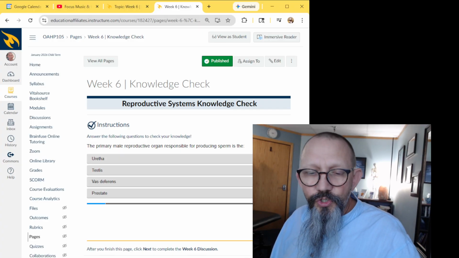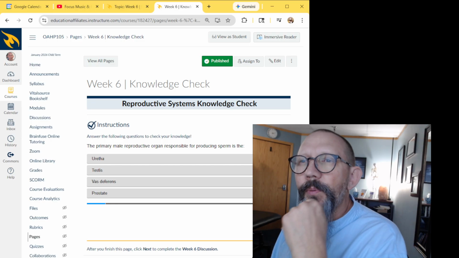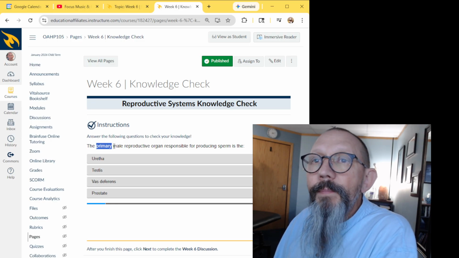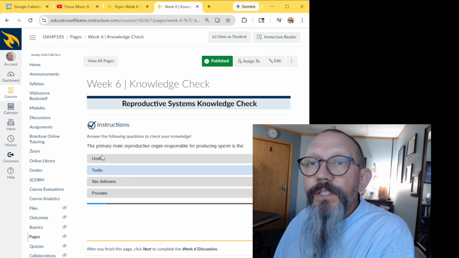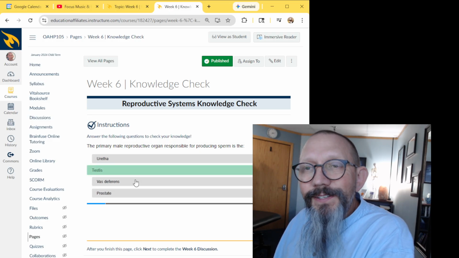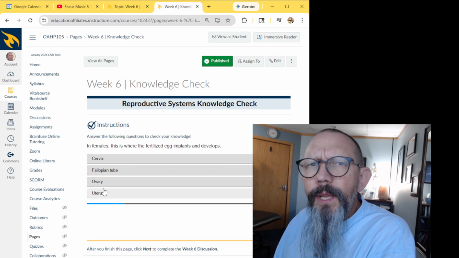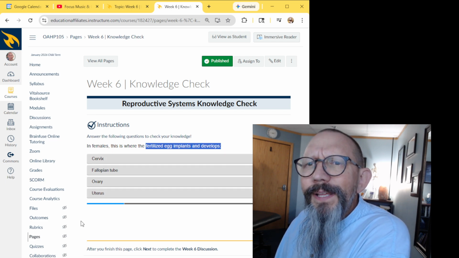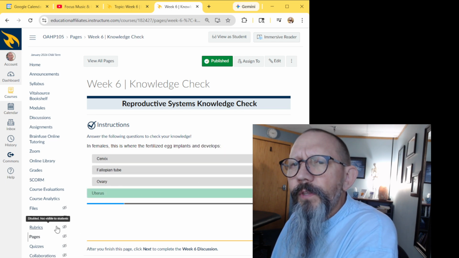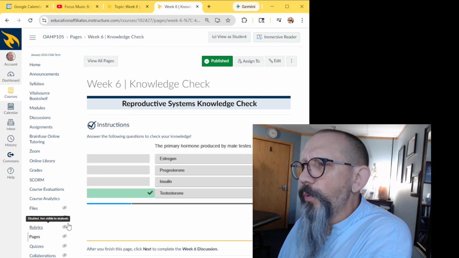Okay, knowledge check on this one here. Primary male reproductive organ responsible for producing sperm is the testes. Urethra is the traveling. Vas deferens is a tube. Right? Too fast, man. In females, this is where the fertilized egg implants and develops. That's going to be uterus. There we go. We did get that one right too. I'm going over this really quick, and then we're going to be done.